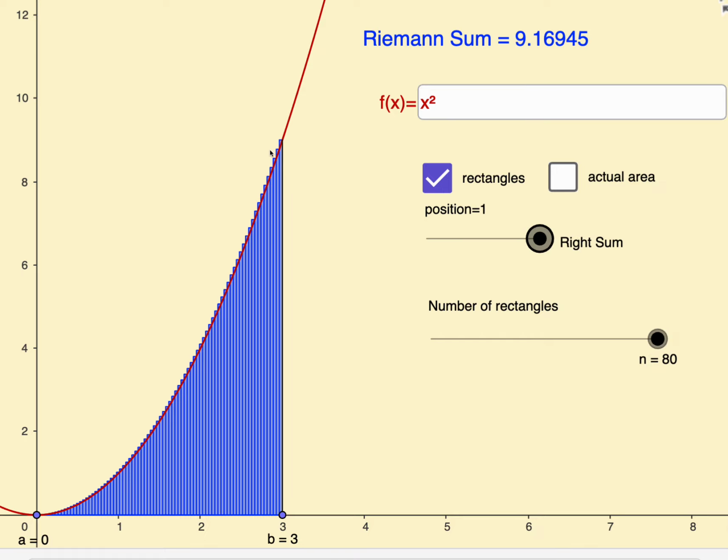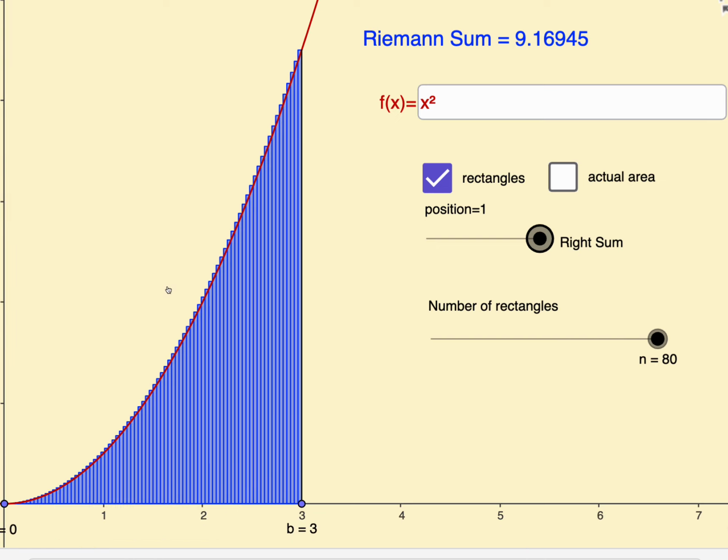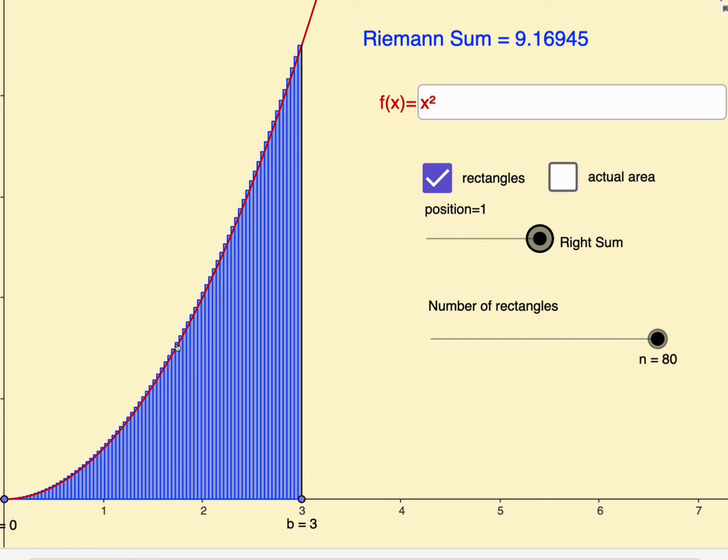So this is a right Riemann sum with those 80 rectangles in there. This is an overestimate. These rectangles are still popping up above the function, and you'll notice that this Riemann sum is 9.16, okay? Which is a little higher than what the actual area is.